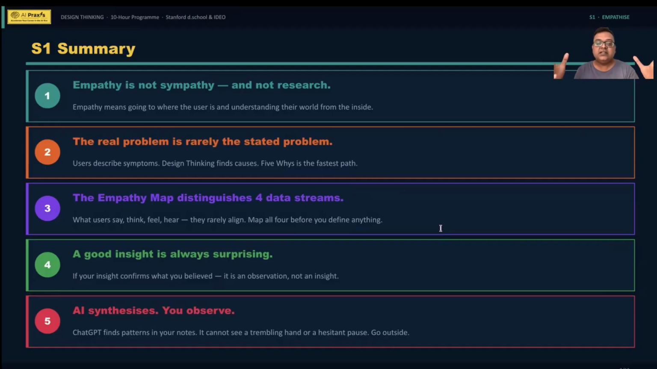Coming up next will be the second stage, that is Define. And this is where we will try to define the right problem.